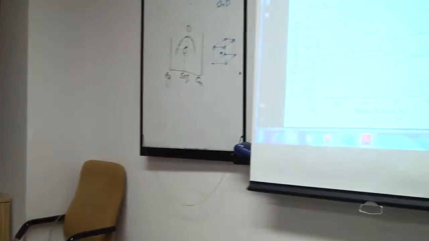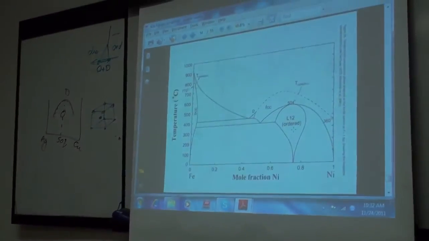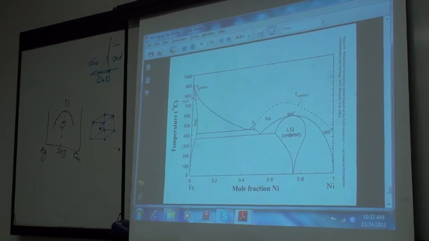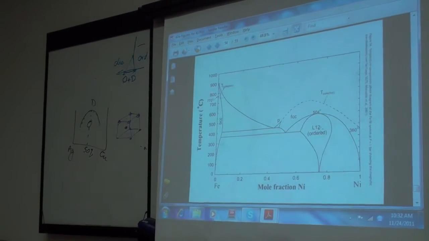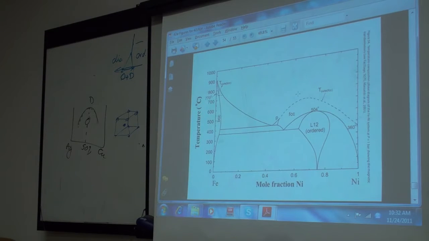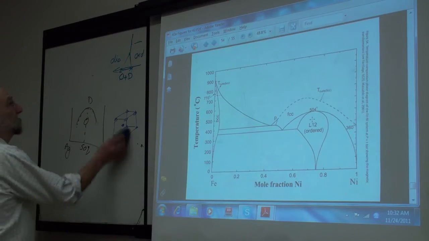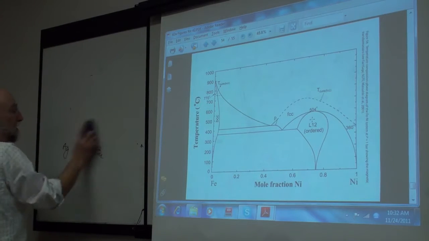Here, going back to the previous figure, in the iron-nickel system, this is an ordered structure here. This is a cube, a face-centered ordered structure, the L12 structure. Up here is a disordered face-centered structure, and down here is the ordered face-centered structure. And that happens to be a first order transition, as you can see. What is the L12 order? This is the typical ordering in the face-centered structure.